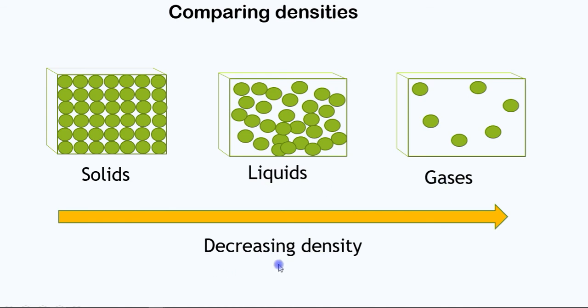This is because in a solid, the particles are very close together, meaning there's more mass per unit volume. In a liquid, the particles are further apart. There's more space between the particles, so there's less mass per unit volume. And in a gas, the particles are very far from each other, so there's very little mass per unit volume. Hence, solids are more dense than liquids, and liquids in general are more dense than gases. Among solids, metals are the most dense.